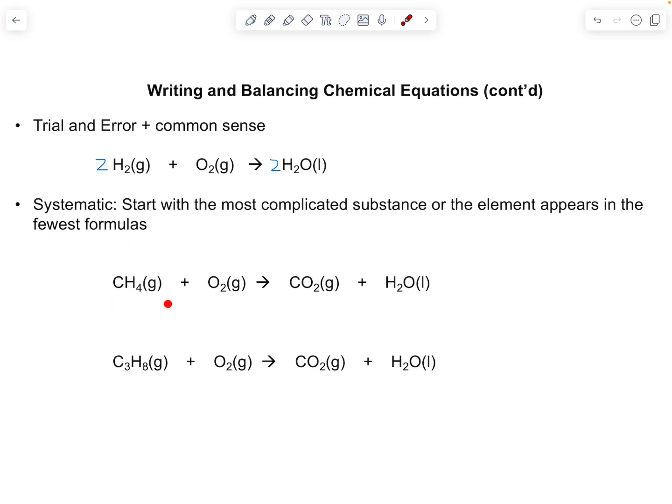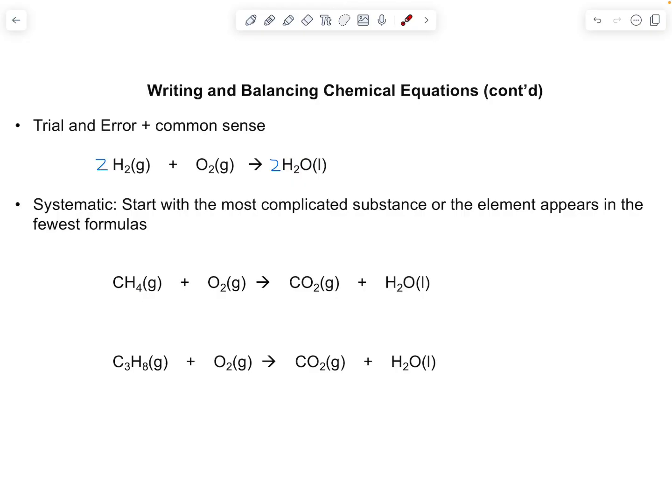In fact, in this case, in the combustion of methane, the most complicated substance and the element that appears in the fewest formulas happen to fall into one. I'll explain to you momentarily. So if you look at the reaction, the combustion reaction of methane reacting with oxygen, generating carbon dioxide and water. Among the 4 chemicals, methane is probably the most complicated. It's composed of 1 carbon and 4 hydrogens.